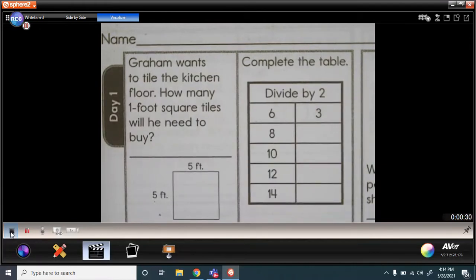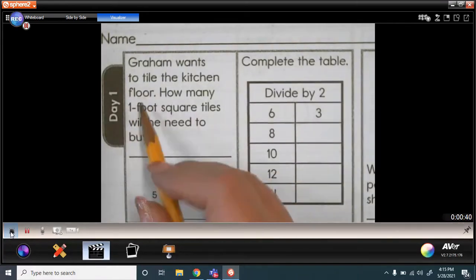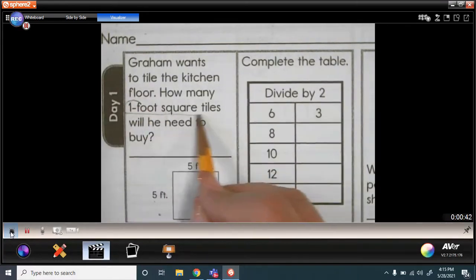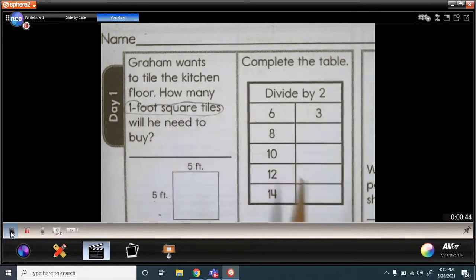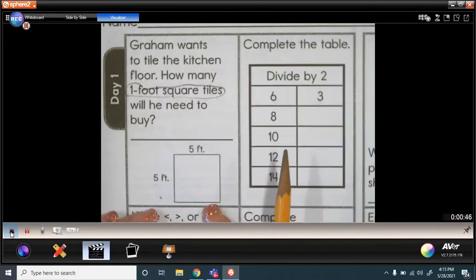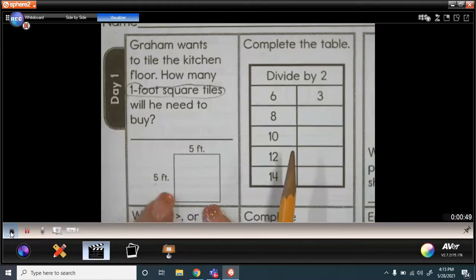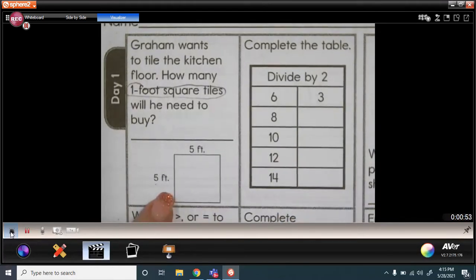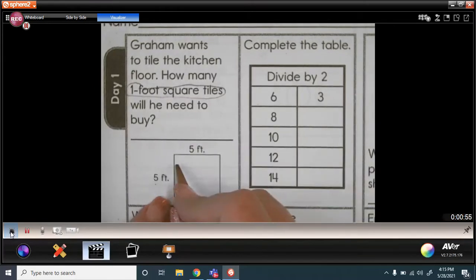So in this problem, it doesn't say that we're looking for area, but we know that we're looking for area because it's telling us that we're going to put 1-foot square tiles into that kitchen floor plan. So remember, when we're looking at area, we're looking for the number of square rows.